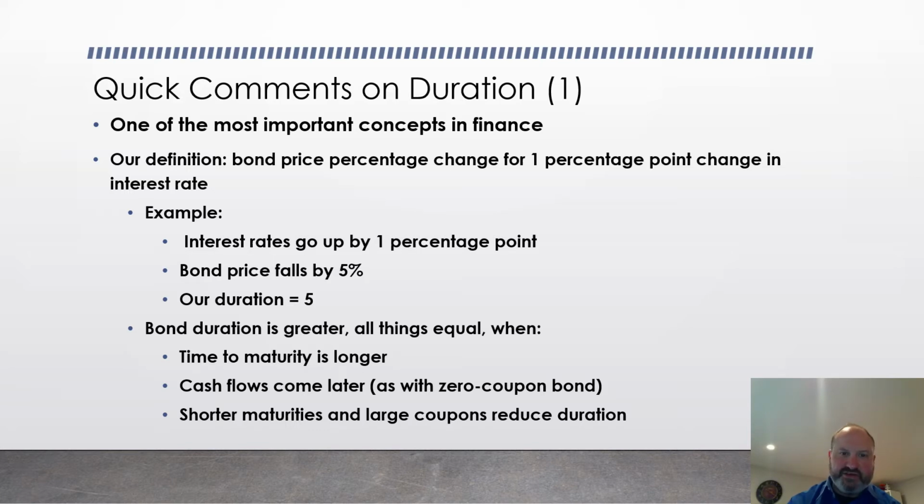So if interest rates go up by 1%, say from 3% to 4%, and the bond price falls by 5%, that's saying our duration is 5. If it's a 5-year zero coupon bond, that's what we would expect. If it's a bond that pays coupons regularly, it would have to be longer than 5 years to have a duration of 5, right? Because the effect of the coupons is to shorten the duration because you're getting some money back along the way before you get your principal back.